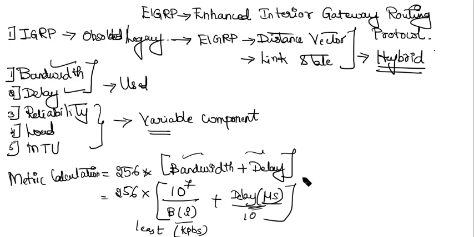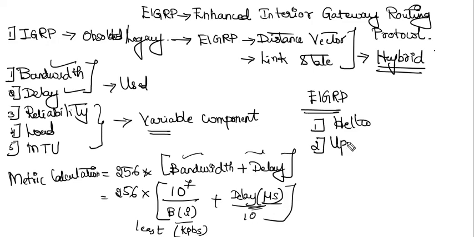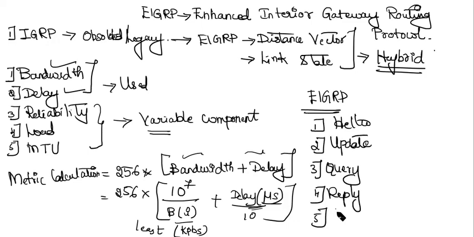And we also know that there are EIGRP messages commonly used: hello messages, update message, query message, reply, and acknowledgement.